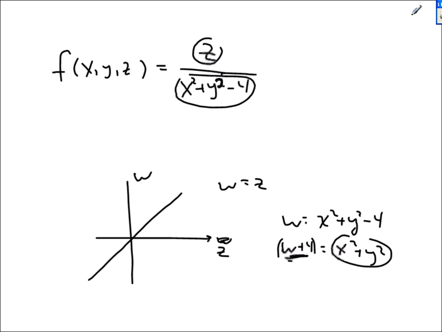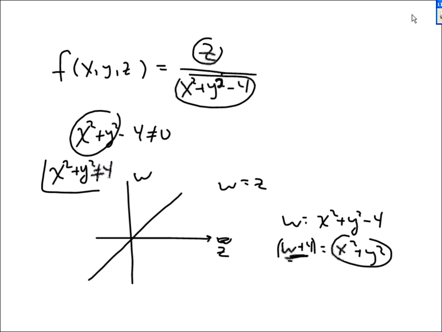Sometimes you'll find values in the domain that make it discontinuous. But for this function, the top is continuous and the bottom is continuous. But the bottom can't equal 0. That's the domain. The bottom cannot equal 0. That is, x squared plus y squared can't be 4. That's a circle of radius 2.